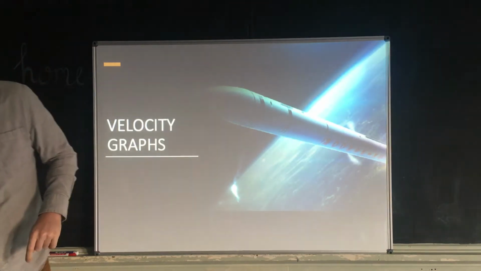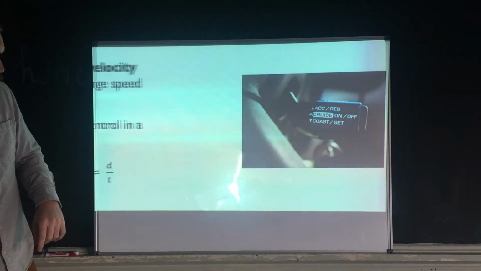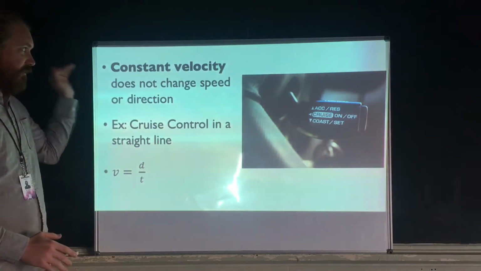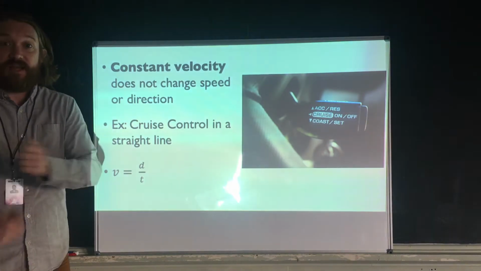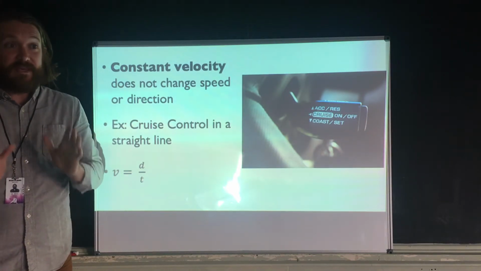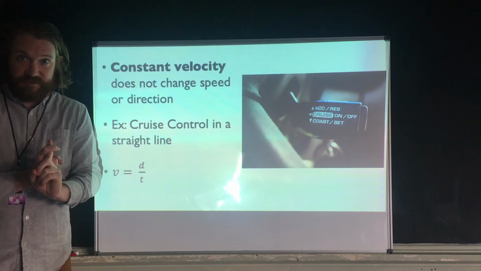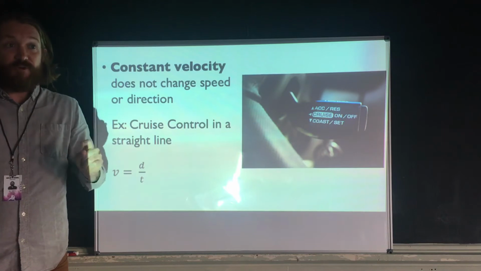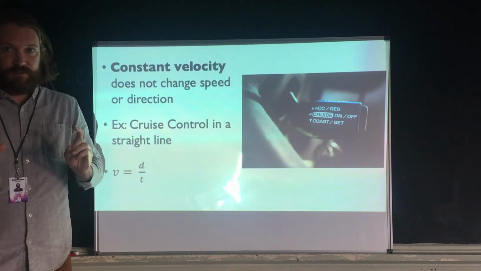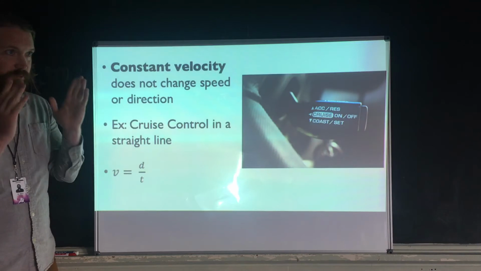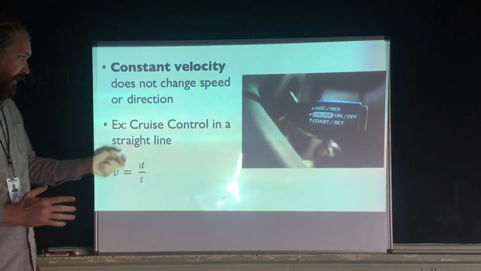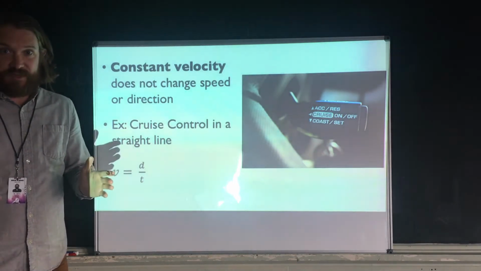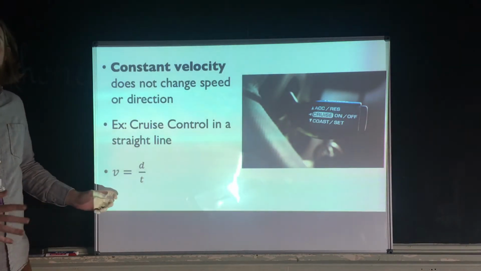All right. So if we remember from last class, so far we've been talking about constant velocities. Right? A constant velocity does not change, meaning the object's speed does not change, and it means that the object's direction does not change. So far we have been talking about objects moving in a straight line, going the same speed the entire time, okay? An example of this would be cruise control on a car moving in a straight line, right? And this is the equation we've been using.